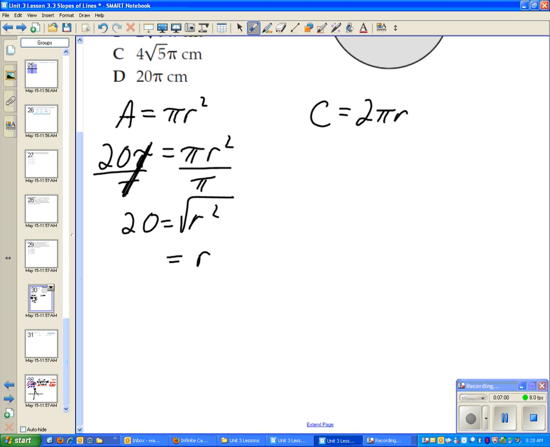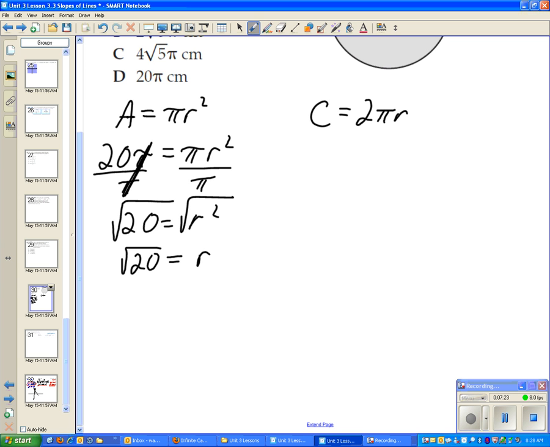I mean, it makes sense, right? Square roots and squares, they're inverse operations. They undo each other. But I've got to take the square root of the other side, and for the time being, let's just call it the square root of 20. That's not what our book's going to call it, okay? They're going to put it in simplest radical form. We're not going to mess with simplest radical form right now. So we'll call it the square root of 20.